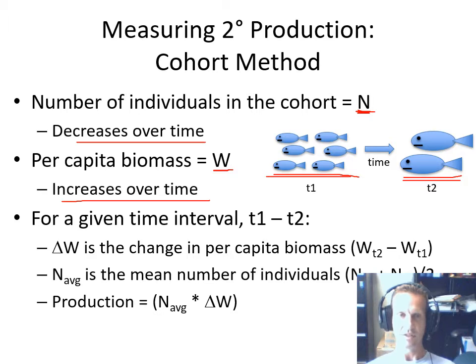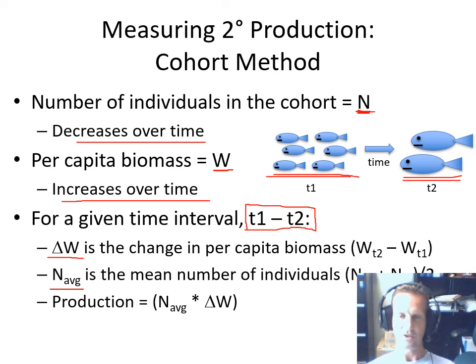And so we use these two basic measurements to come up with a little bit more complicated measurements, delta W and N average. Delta W is the change in per capita biomass over the time interval from T1 to T2. T1 meaning time 1, T2 meaning time 2. So as you pass through this time interval, the surviving fish grew larger, and so you take the weight of the fish at the second time period and subtract it from the weight of a typical fish at the beginning of the time period, and that's how you get your delta W.